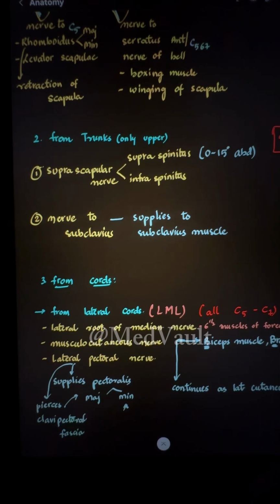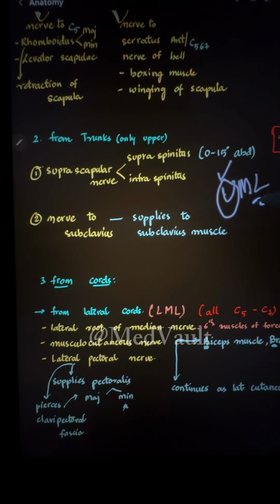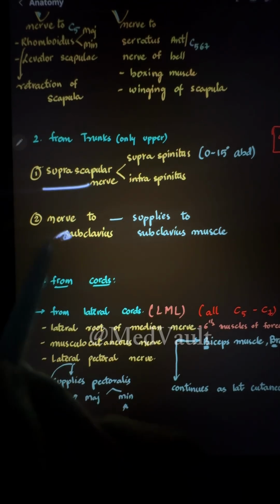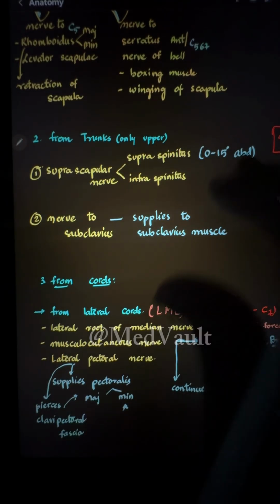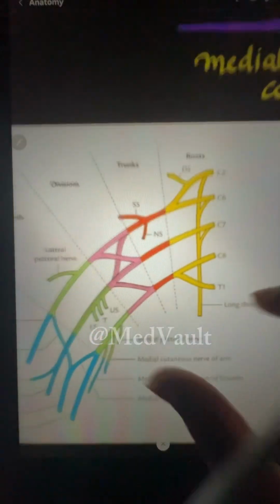Out of the upper trunk, middle trunk and lower trunk, only the upper trunk gives rise to branches. The middle and lower trunks do not give rise to any branch. From the upper trunk we have only two branches arising, that is the suprascapular nerve and the nerve to subclavius. I'll show you here in the diagram.